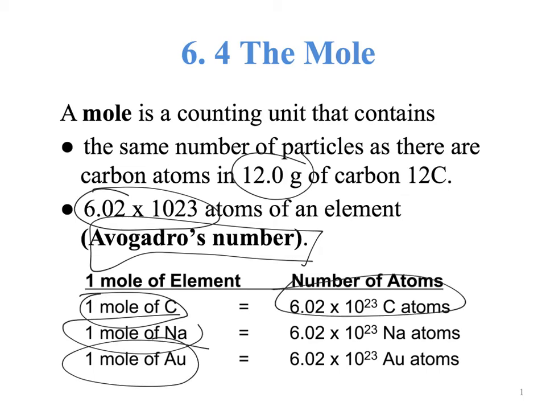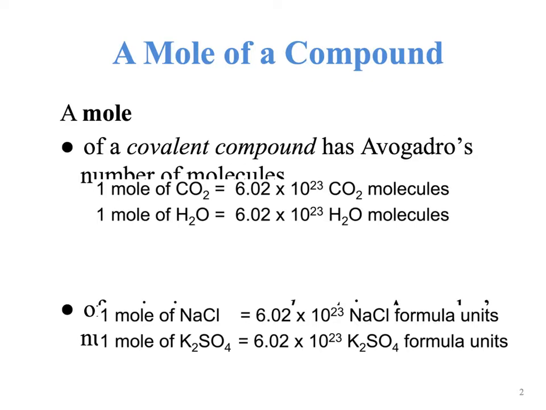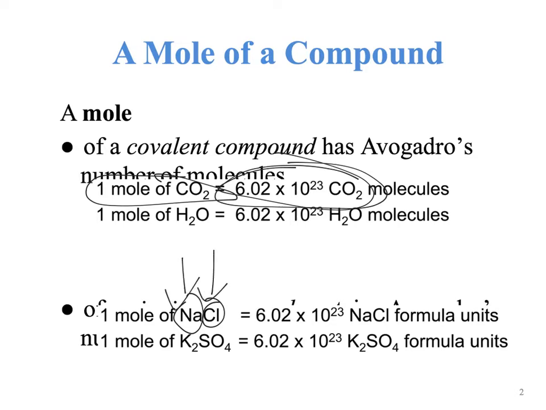In a covalent compound, Avogadro's number is equal to the same mole of molecules. So for example, 1 mole of CO2 is equal to these many molecules of CO2. When we have an ionic compound, depending on the number of atoms, for example, if I have 1 mole of sodium chloride, I have 1 mole of sodium and 1 mole of chlorine. So I will have 6.02 times 10 to the 23rd atoms of sodium and 6.02 times 10 to the 23rd atoms of chlorine.